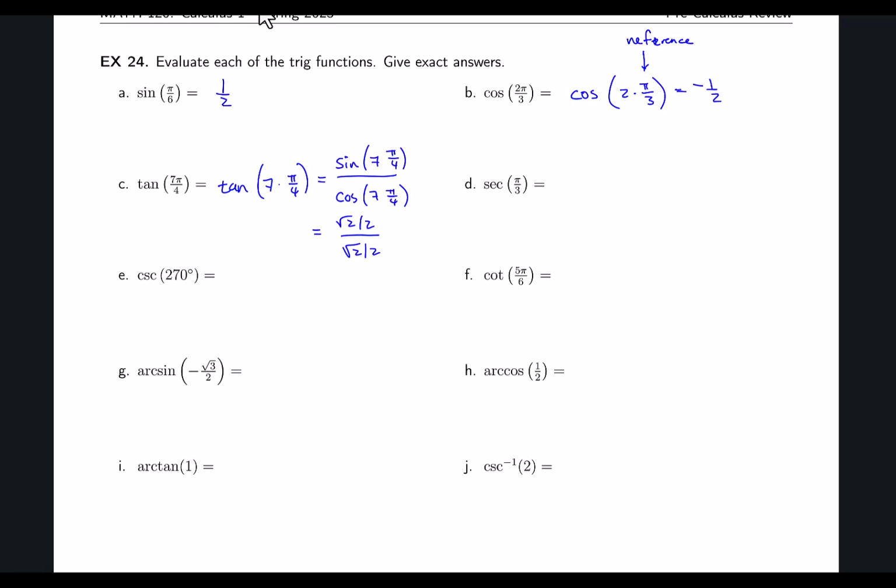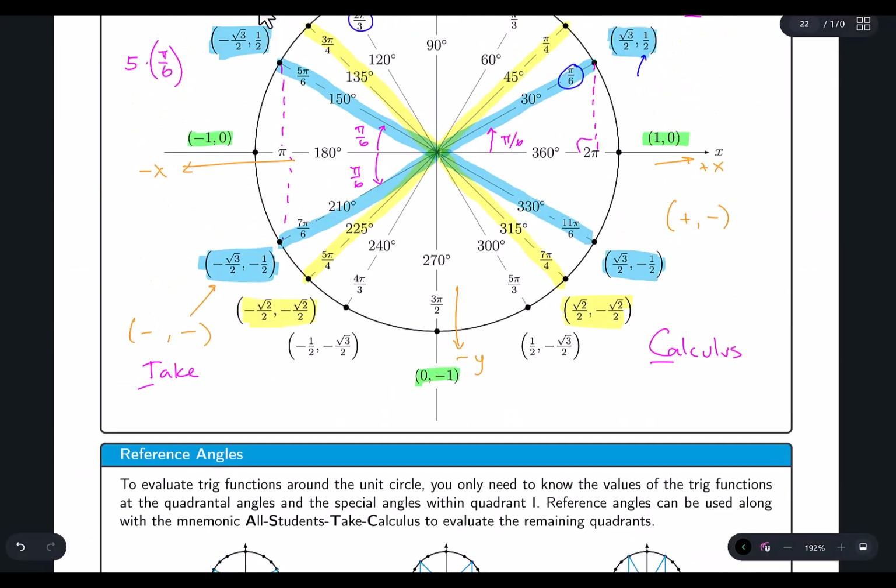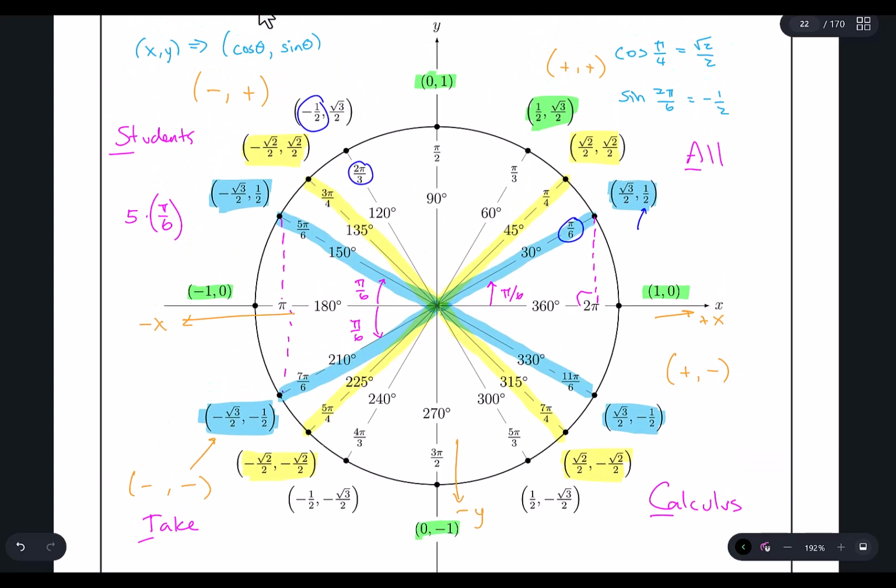So 7 divided by 4 is a ratio bigger than 1. So that means I'm going to be in quadrant 3 or 4. So I kind of have to figure out which one it is. And along the way, you start learning some tricks. Like, for instance, if I go up here and look at the different measures here.